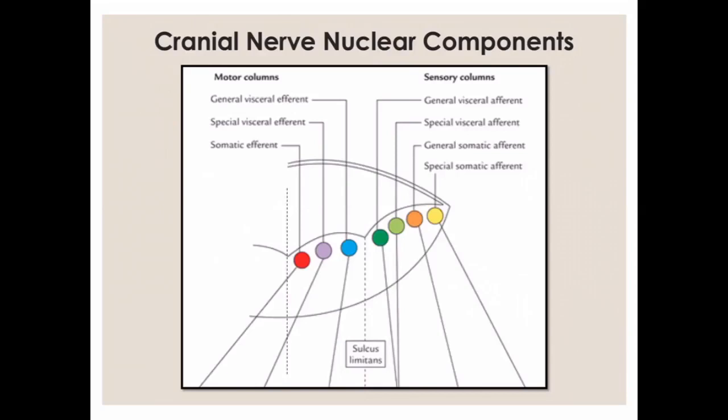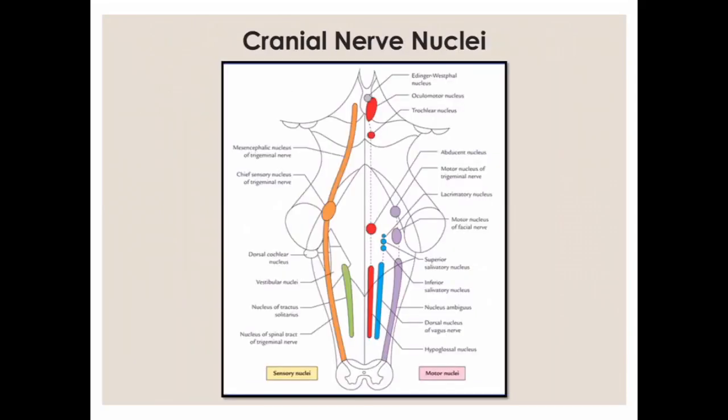Now, I'm going to also show you the three-dimensional representation of the same nuclei, except in the right half of the diagram are all the motor nuclei, and in the left half of the diagram are all the sensory nuclei. The colors have been maintained like they were in the previous slide. Okay, so take a screenshot of this and the previous thing and just spend some time with it. Moving on.